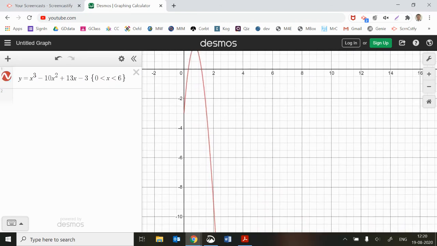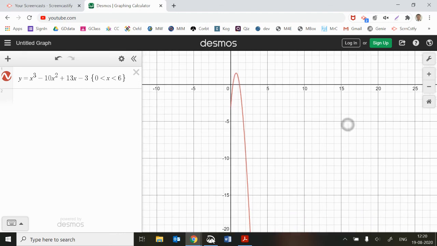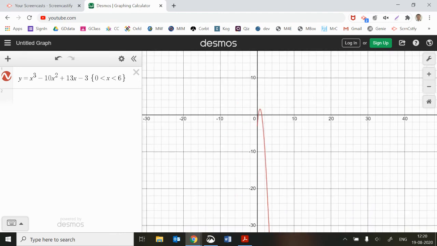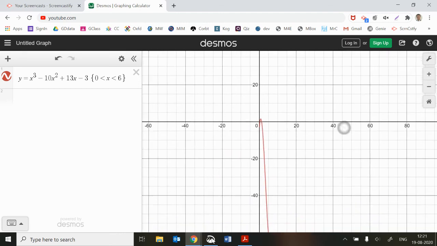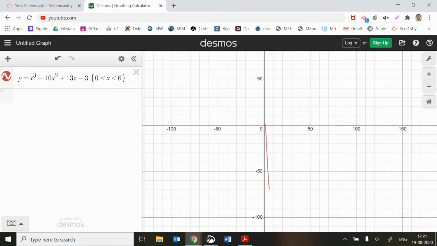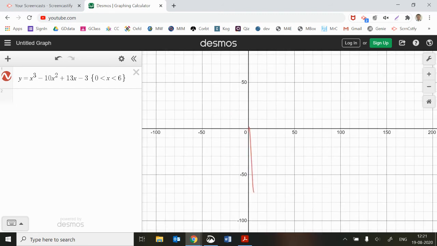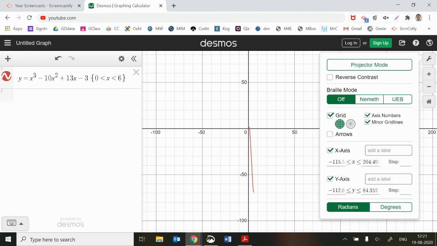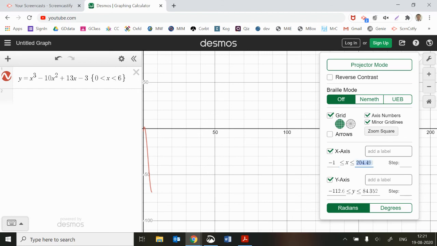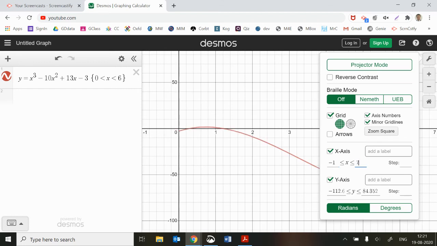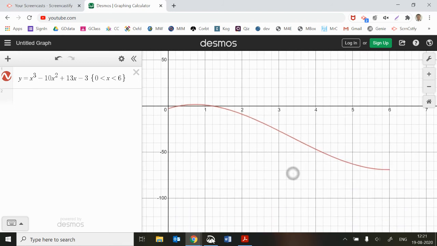If this is going to be our function, let's just plot this one out. Whoa, okay, so we can see we're getting a really big negative answer there. Okay, let's just zoom into this. So let's say the x-axis goes from -1 up to 7, and the y-axis, that's fine, okay.